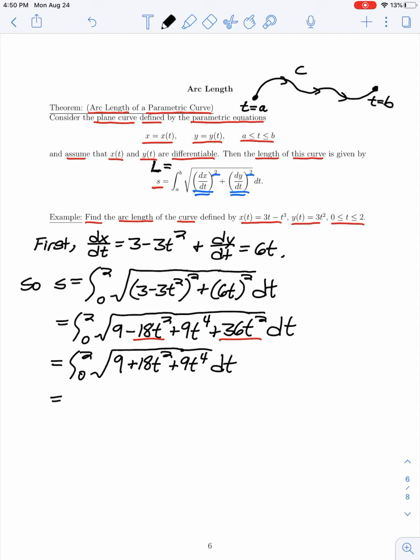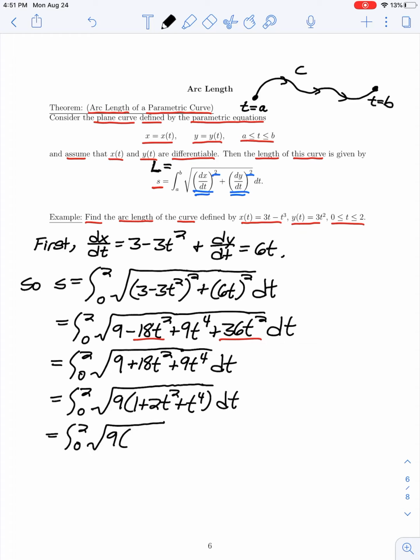Now, this expression under the radical can be factored. So if we first factor out a 9, it helps to see how to factor a little bit more clearly. We have 1 plus 2t squared plus t to the fourth dt. And then that fourth degree polynomial can be factored as 1 plus t squared quantity squared dt.